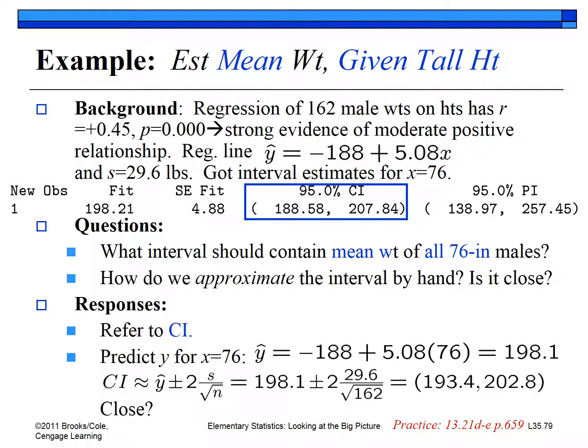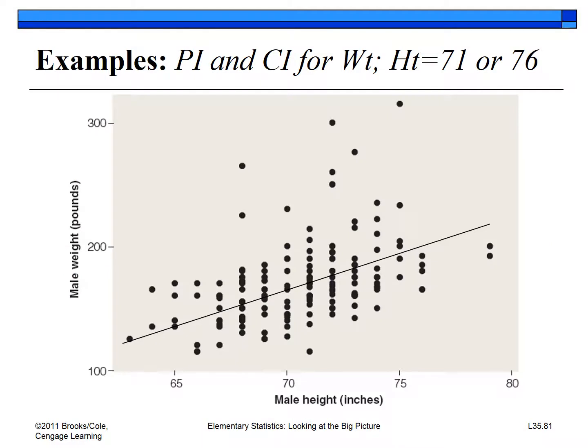How'd we do here? This seems like it's a little bit off. Each of the numbers seems to be off by about 5 pounds. Why? Well, at 71, that's right near the center of our scatter plot. The prediction interval is tall, as we see here. The confidence interval is narrower, as we expected.